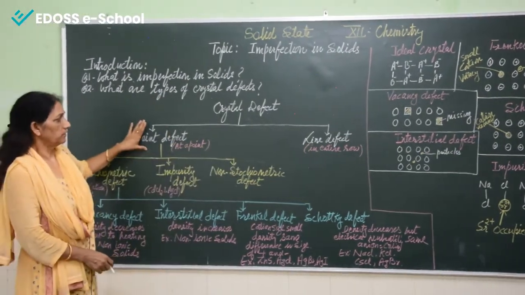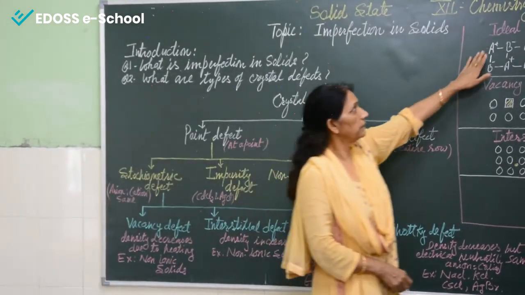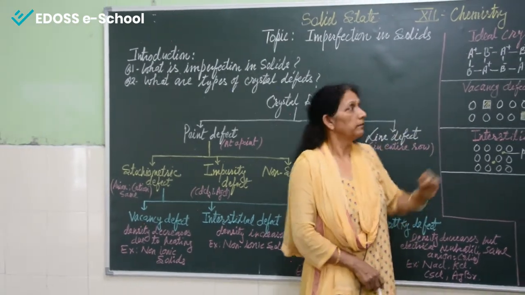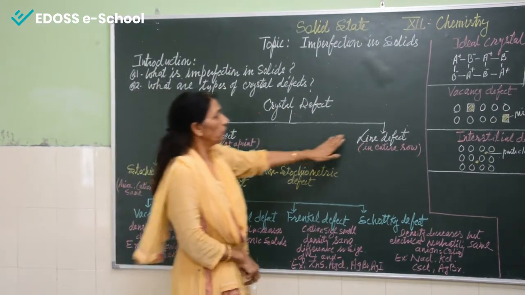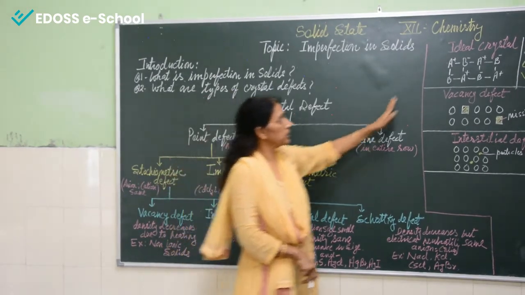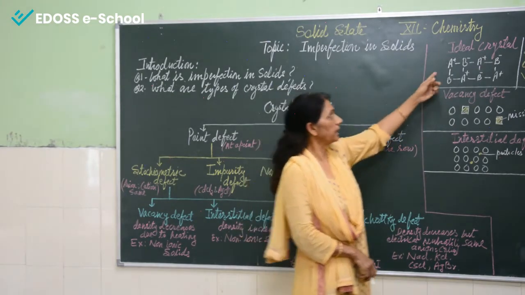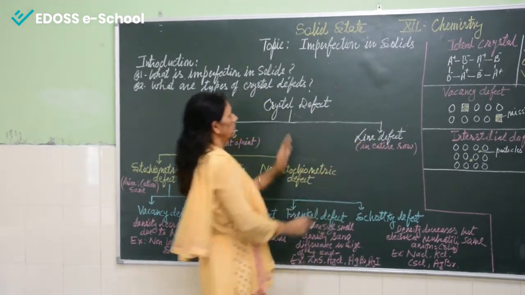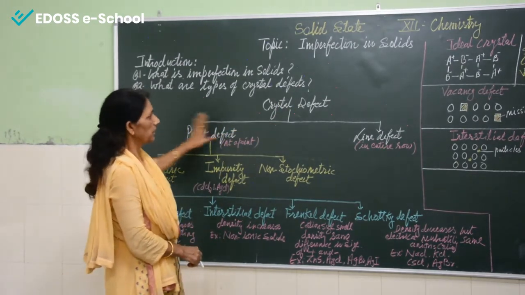Now what is point defect? Point defect means the defect is at a point, meaning either an anion or a cation is missing from some point. That is known as point defect. What is line defect? The second type is line defect. Line defect means the whole row has the defect, or anions or cations are missing from the whole row. That is known as line defect. So these are the two types of imperfection or crystal defect.